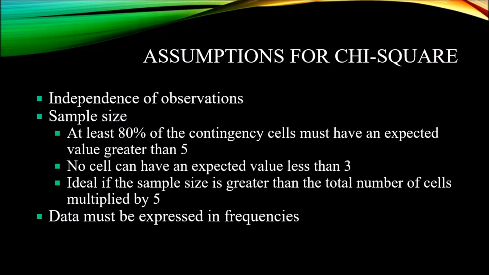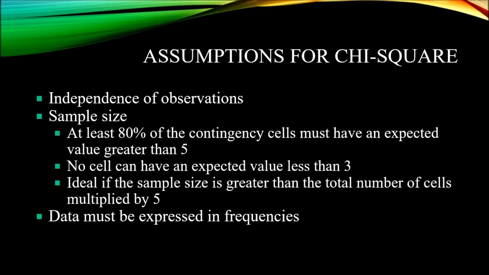When working with chi-square, it's ideal if we can get a sample size that is greater than the total number of cells multiplied by 5. So in that first example with that 3 by 2 contingency table, that's 6 cells multiplied by 5. We'd want a sample size greater than 30.